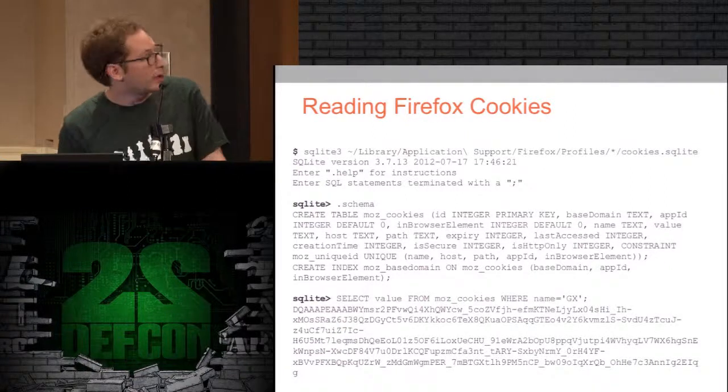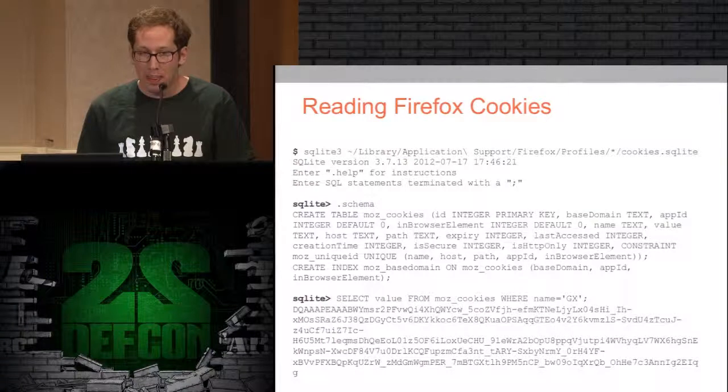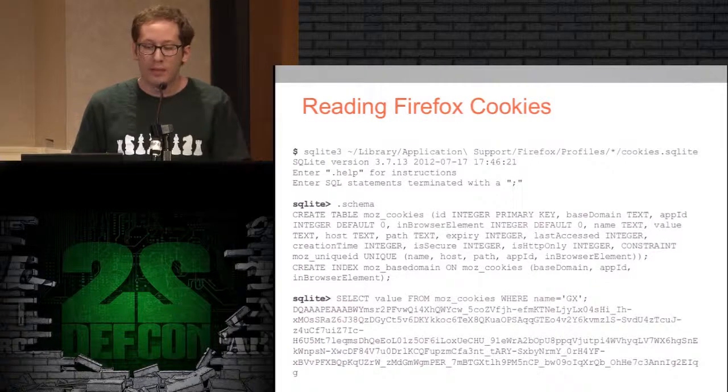And can you read this? Yeah, cool. And the schema just shows how the table is created. You can see that name and value are both text columns. And all it takes to read the cookies out of the Firefox cookie database is select value from moz_cookies where name equals GX, where GX is the Gmail cookie.